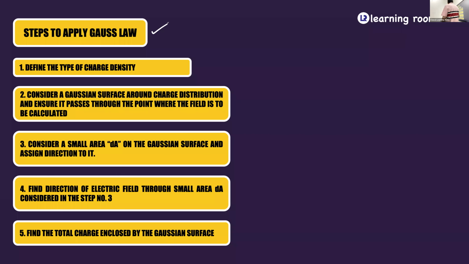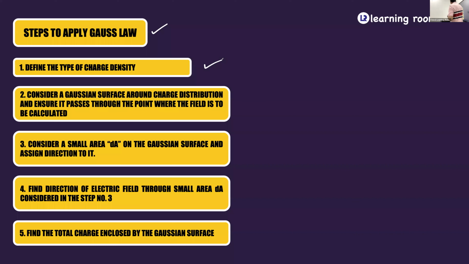So first is define the type of charge density, meaning depending on how the charge distribution is present. Sanjay, listen. Depending on how the charge distribution is present, you need to first define the type of charge density. In the sense, if the question consists of a charge distributed on a line, you will think of linear charge density. On an area, surface charge density, and volume charge density. That is the meaning of the first step.